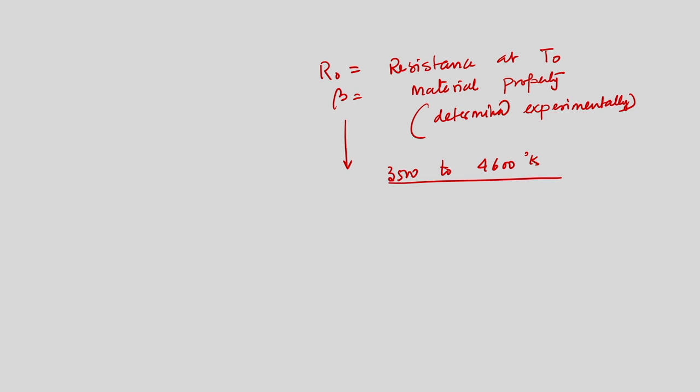So, knowing the value of this quantity which is obtained experimentally, we can calculate what will be the change in resistance, and that change in resistance is essentially because of the change in temperature. So, the temperature change which you would like to measure will be obtained if we can measure the change in resistance.